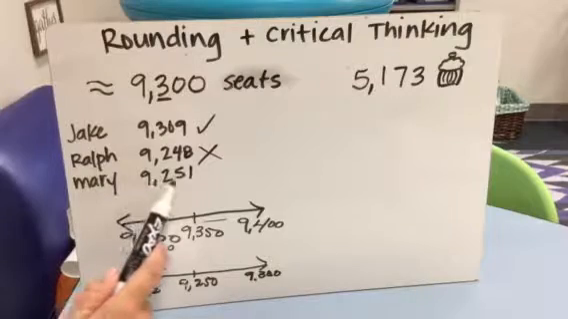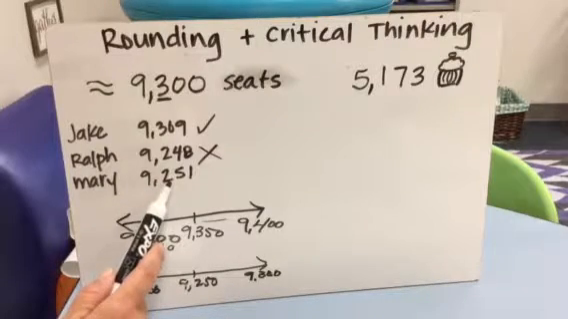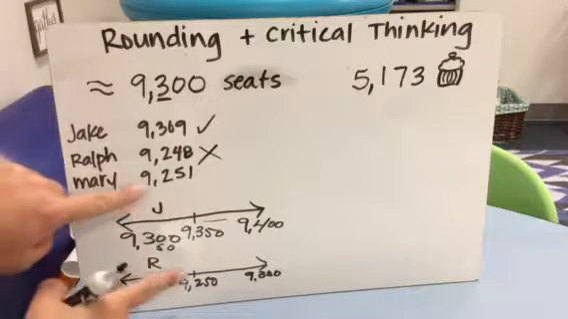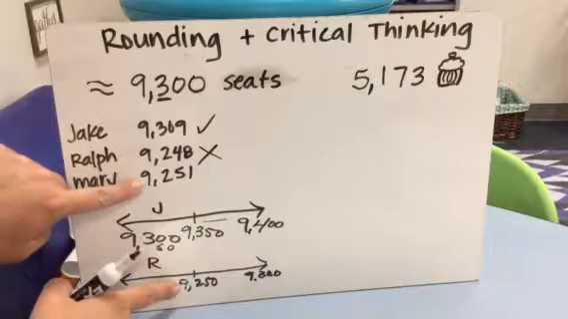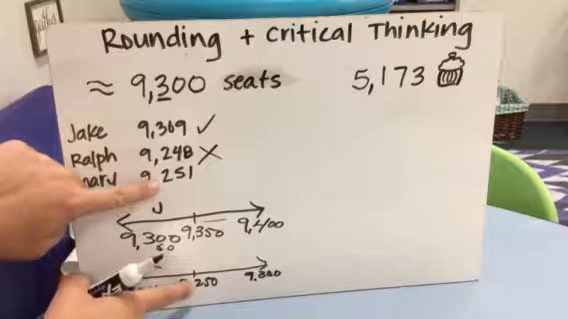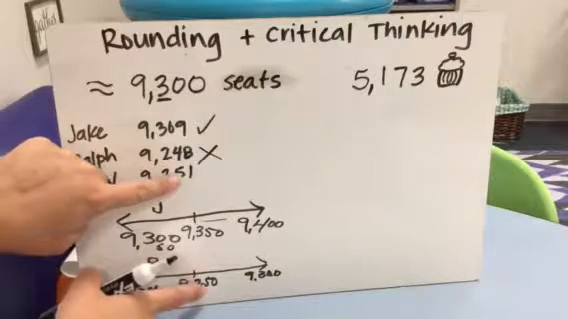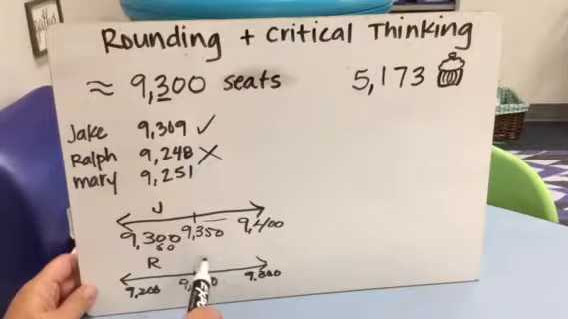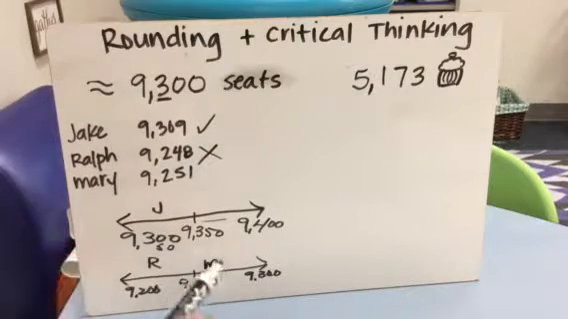All right, so let's look at Mary's. Mary's also in the 9,200s. Okay, and we saw that Ralph's didn't work, but let's check Mary's. So Mary has equal thousands to the midpoint, equal hundreds to the midpoint, equal tens to the midpoint, and more ones. So Mary's number is more than the midpoint. That means Mary's number would round to 9,300.